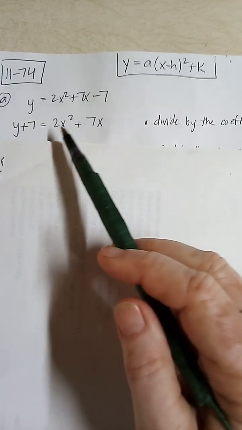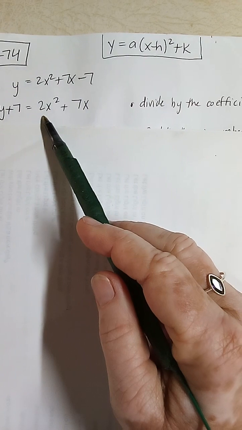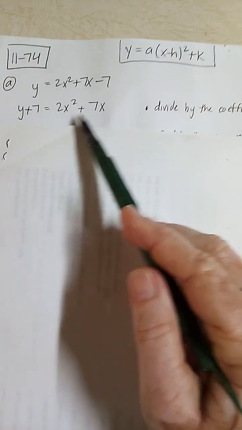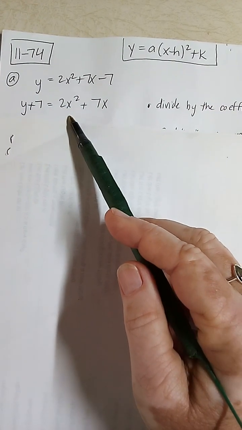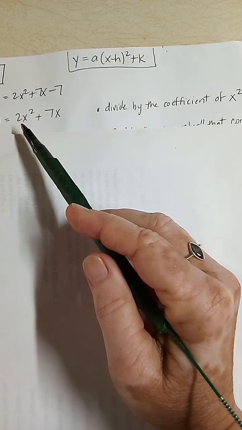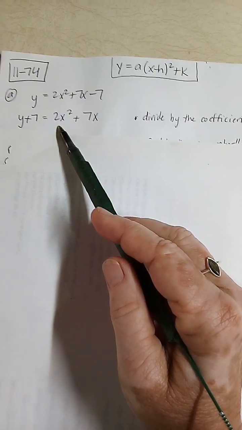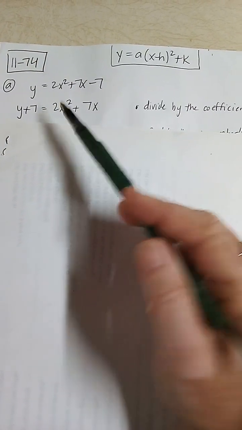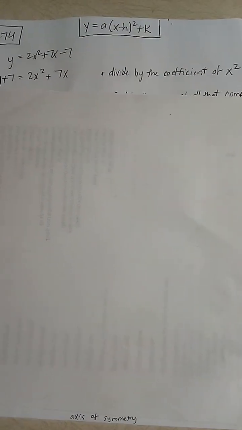And then there's two ways to do this. You can either divide out the coefficient of x squared, which is what you guys did last year, or you can factor it out. So on problem A, I'm going to divide. And then on letter B, I'm going to factor it out because I see that your homework help shows you how to do it by factoring. So I'll do it both ways.